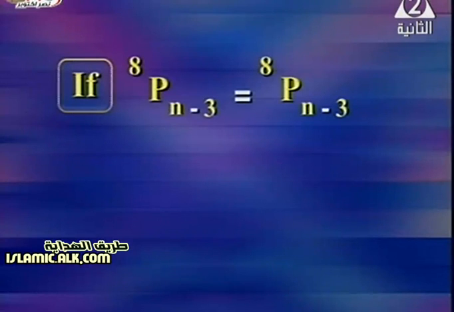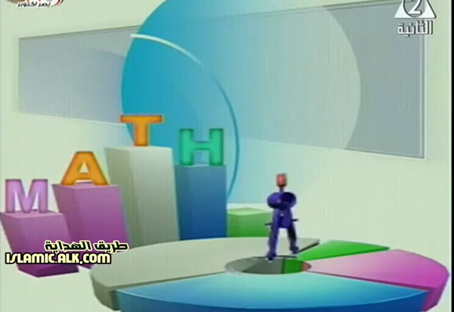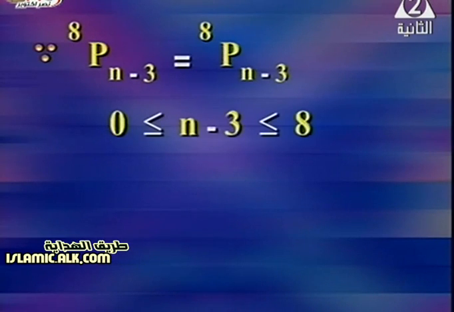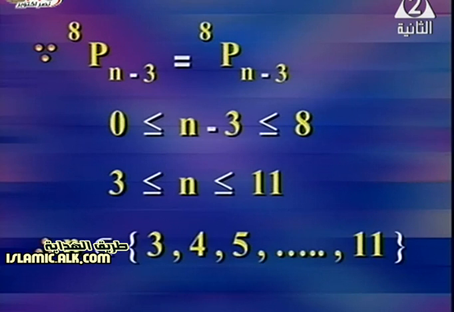Look at another example. nPr minus 3 equals nPr minus 3. Find the value of n. Look at the student, left hand side equals right hand side. n minus 3 is greater than or equal to 0 and smaller than or equal to 8, so n is more than 3 and smaller than 11, n equals 3, 4, 5, up to 11.